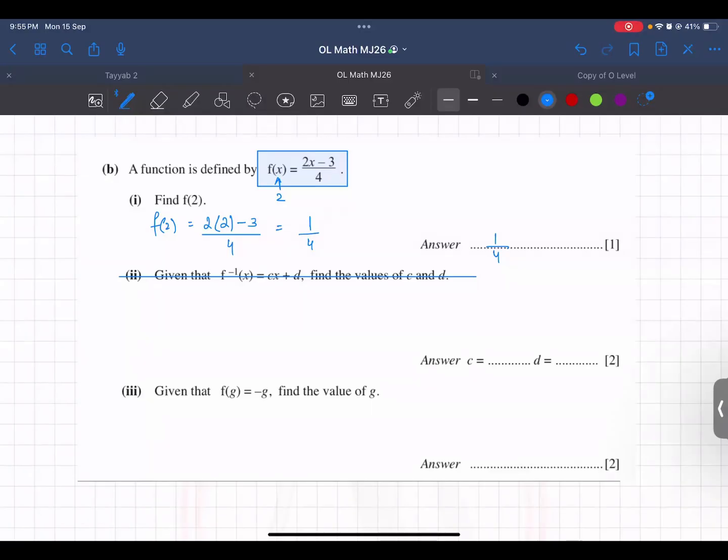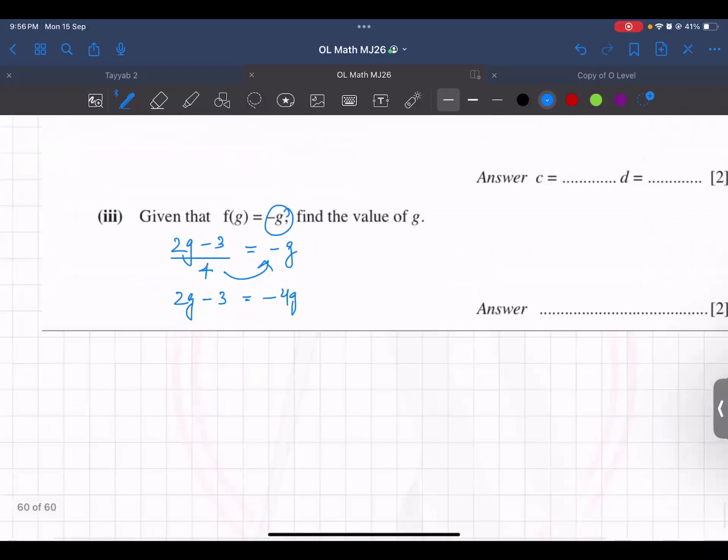Then the third part, given that fg is equal to minus g. Fg means that now your x value is g. So over here also you will replace it with g. So this would become 2g minus 3 upon 4 is equal to minus g. And now it is the same as algebra. 2g minus 3, and 4 would go over there and multiply. Minus 4g. Move everything on one side.